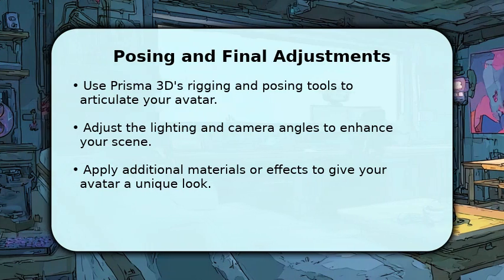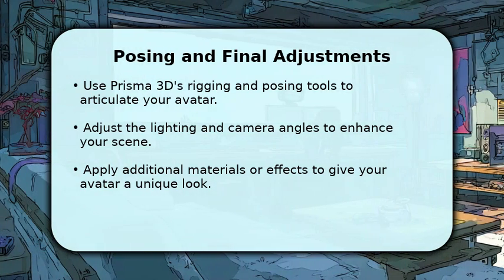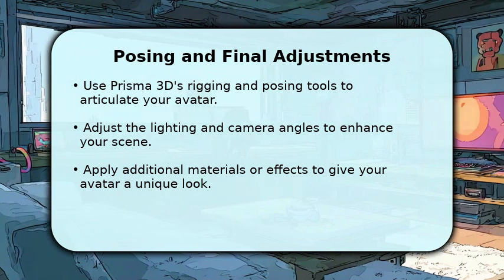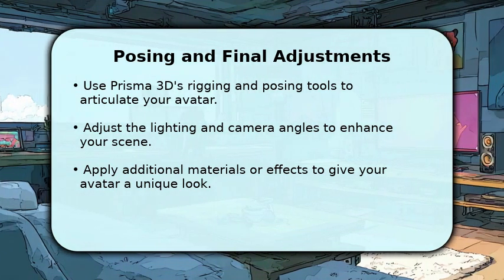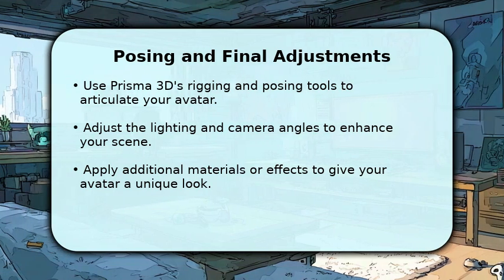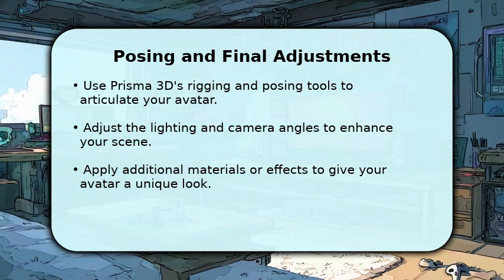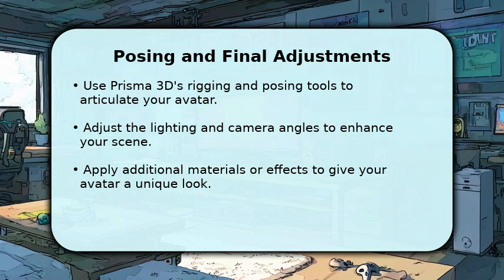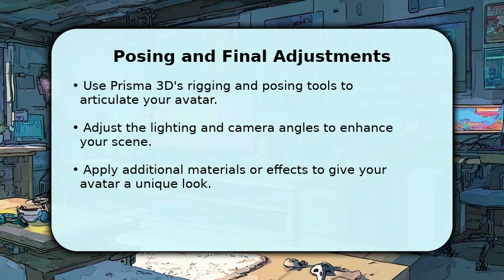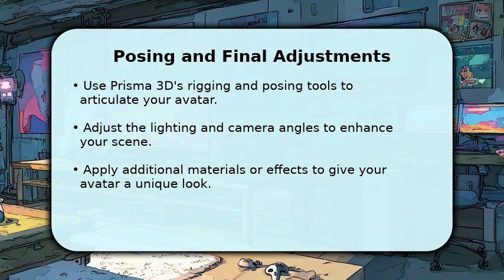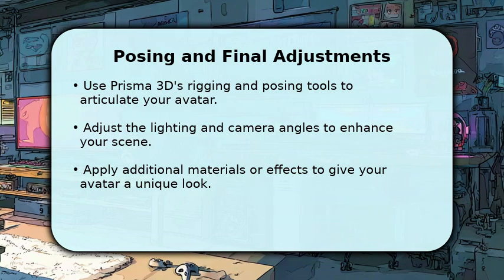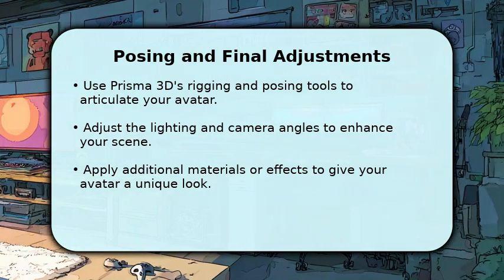Finally, it's time to bring your avatar to life. Utilize Prisma 3D's powerful rigging tools to pose your character dynamically. Experiment with different lighting setups to highlight details and create atmosphere. You can also add extra materials or even simple background elements to complete your scene. Spend about 5 to 10 minutes refining your pose and lighting for the best possible result, then save your amazing creation.